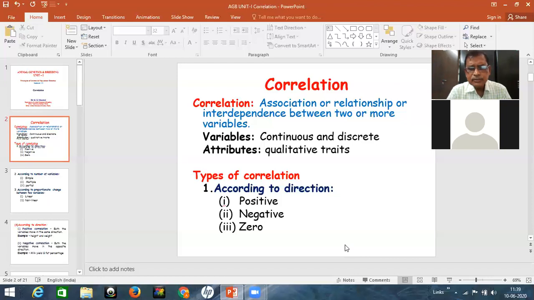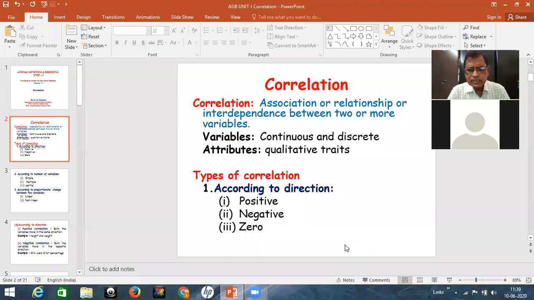But whereas attributes, that is the color of the flower, color of the animals, these are called attributes, and we can say out of these many animals, these many are white, or these many are black and white, like this. So we can say one group is the frequency or percentage of a particular group of animals or particular quality character.